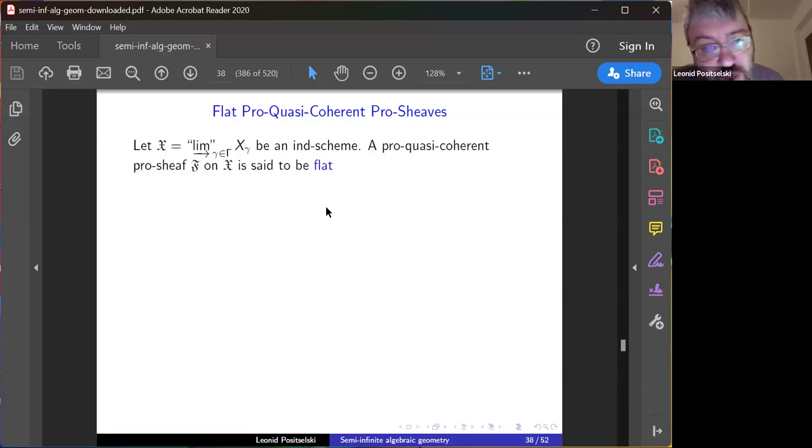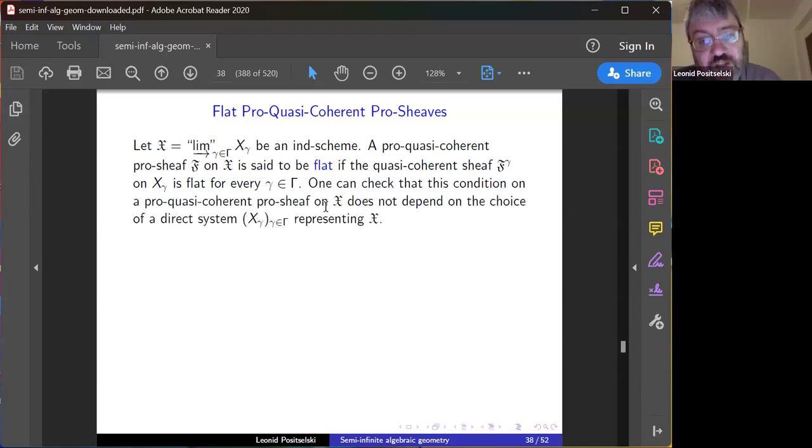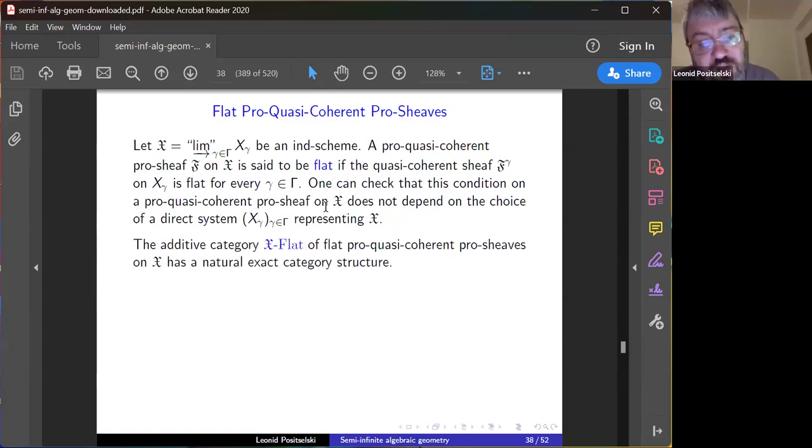I have a question. A pro-quasi-coherent pro-sheaf F on X is said to be flat if the quasi-coherent sheaf F_gamma on X_gamma is flat for every gamma in Gamma. One can check that this condition on a pro-quasi-coherent pro-sheaf on X doesn't depend on the choice of a direct system representing X. The category X-flat of flat pro-quasi-coherent pro-sheaves on X has a natural exact category structure.